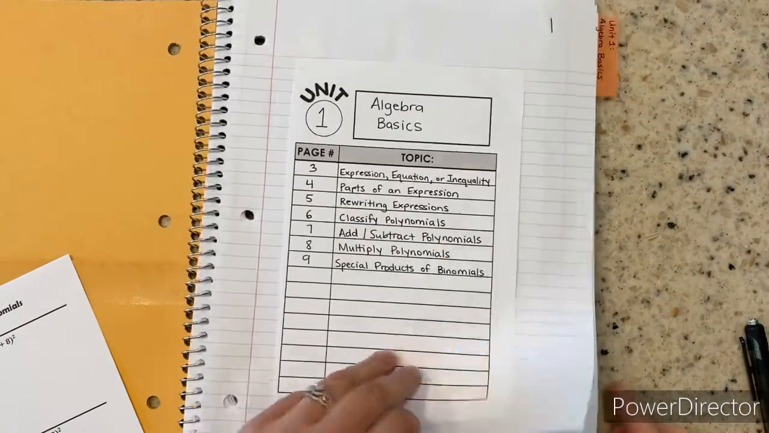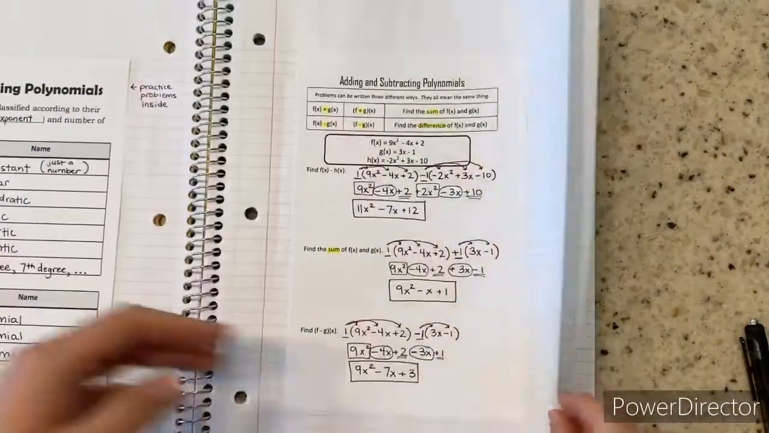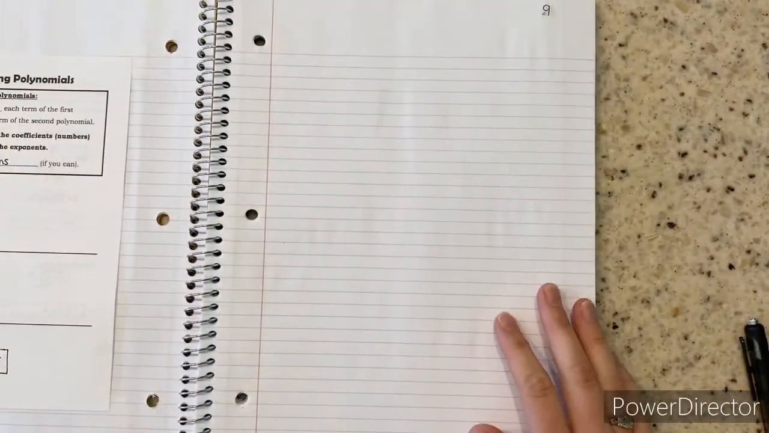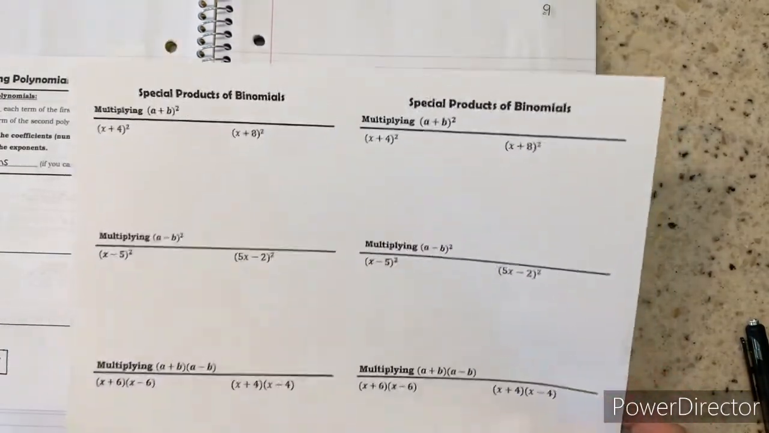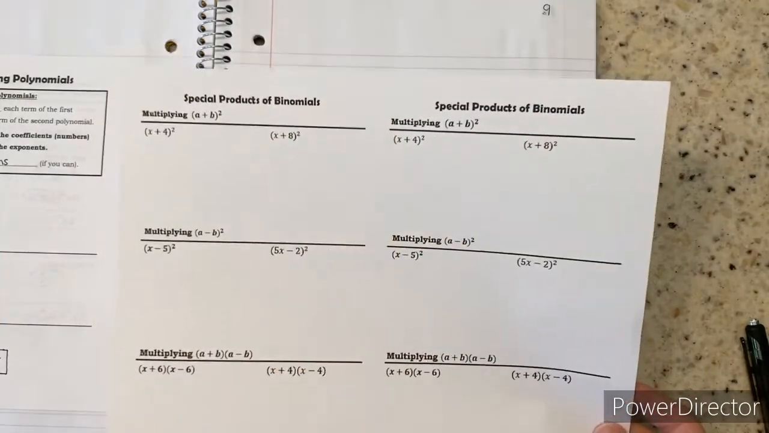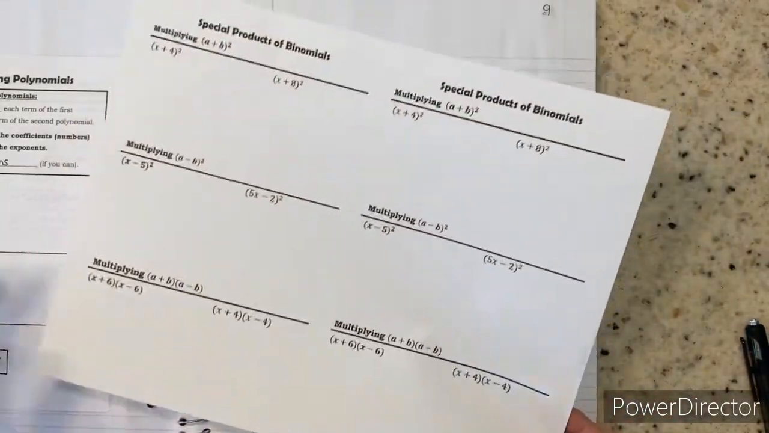Once you get that written down, then I need you to flip to page 9 in your notebook. And you were given this sheet of paper online, or if you're in person with me, then I've already cut it in half for you. So cut this in half and tape it down.